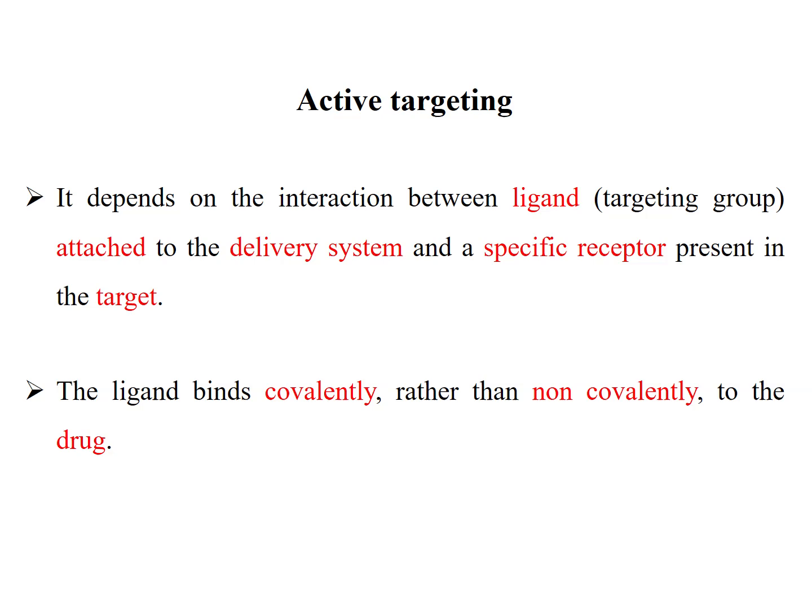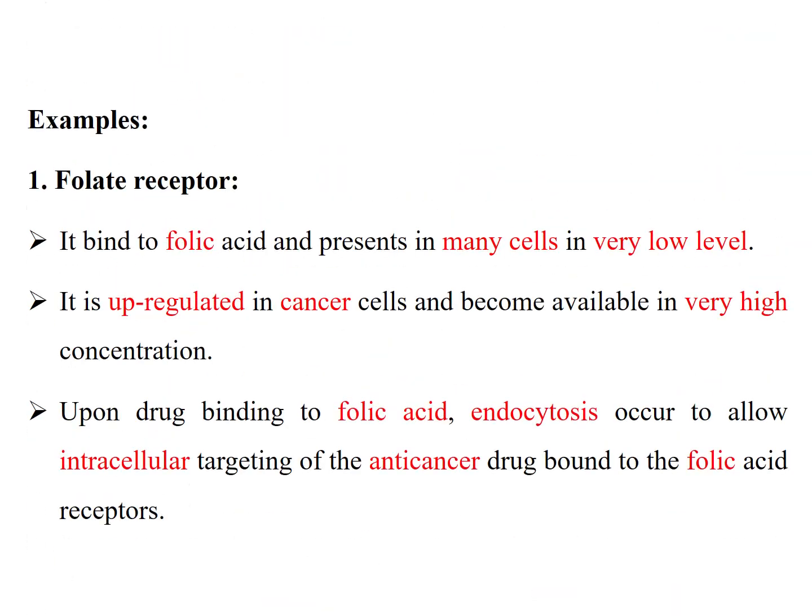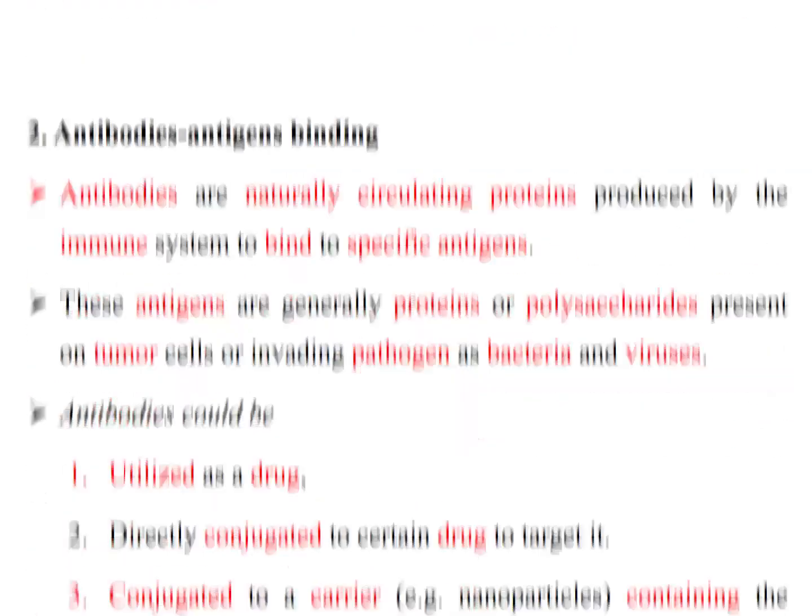Active targeting depends on the interaction between a ligand attached to the delivery system and a specific receptor on the target. The ligand binds covalently to the drug for targeted delivery. One example is the folate receptor, which binds to folic acid. It is present at low levels in most cells, but is upregulated in cancer cells. When a drug binds to folic acid, endocytosis occurs, allowing intracellular targeting of anti-cancer drugs.